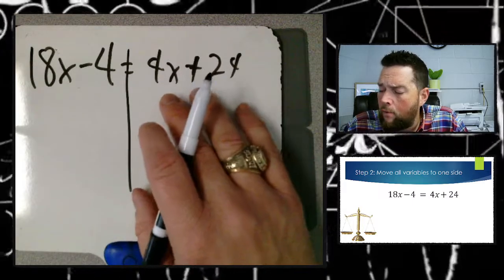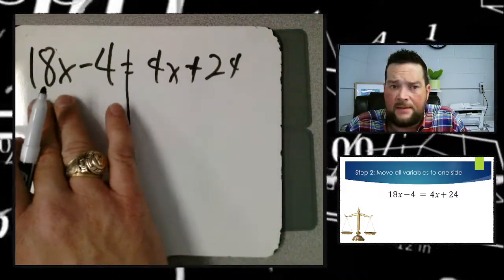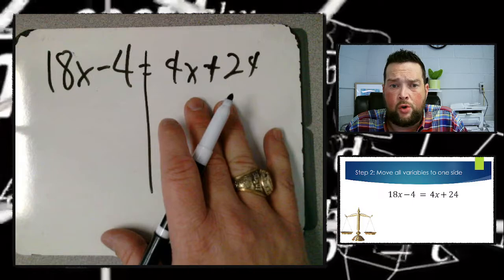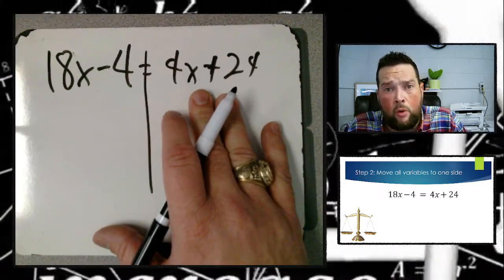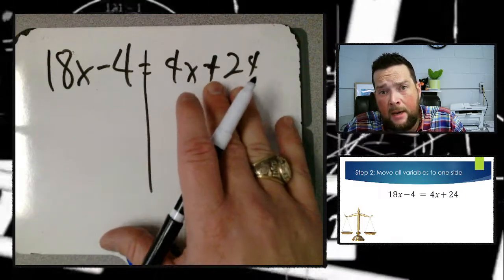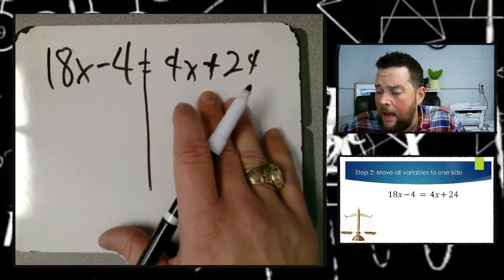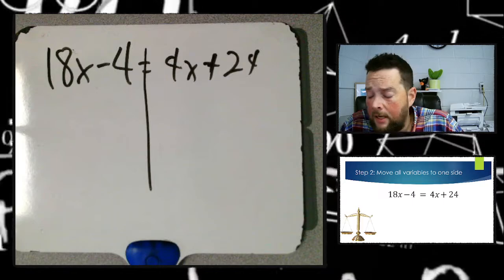And then on the right side, I see variables, and on the left side, I see variables. So I need to make sure I go through the step of getting rid of the variables on one side. I'm going to pick the right side. I'm going to get rid of the variables on the right side, and I'm ultimately going to move them to the left side. All right?